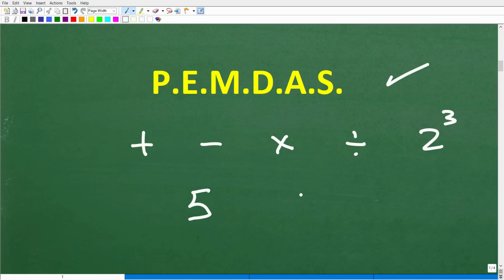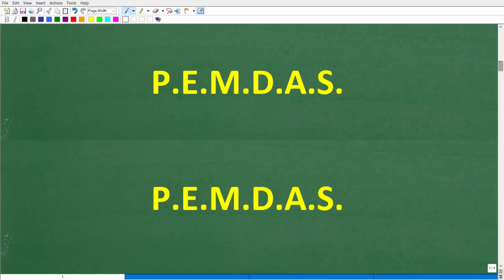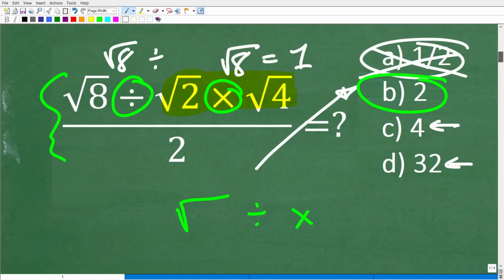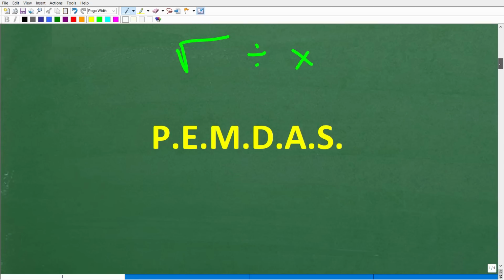So if I have like 5 and 3, well, what can I do with 5 and 3? Well, I can add 5 and 3, I can subtract, I can multiply, I can divide. So again, these things right here are called mathematical operators or math operations. And anytime you have a problem that has more than one math operation, we need to know the correct order to do the problem, right? So in other words, should we do the multiplication first, or should we do the division first, or should maybe I divide this way? Well, PEMDAS is going to tell us what to do.